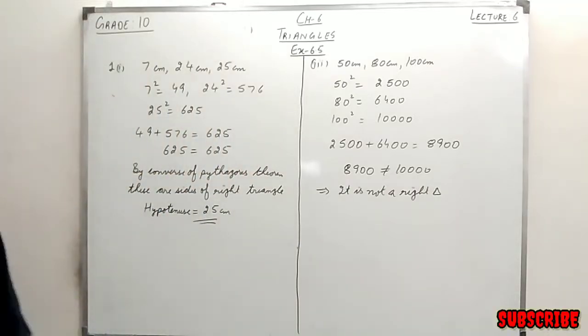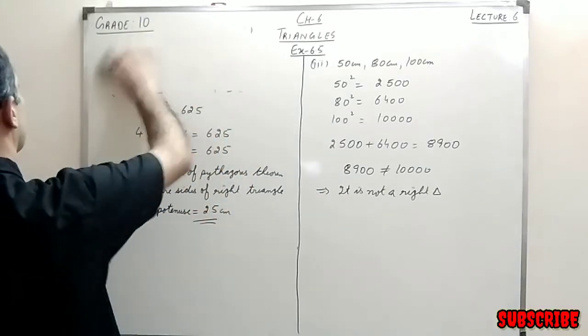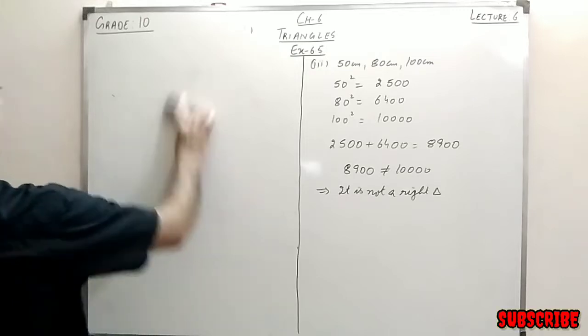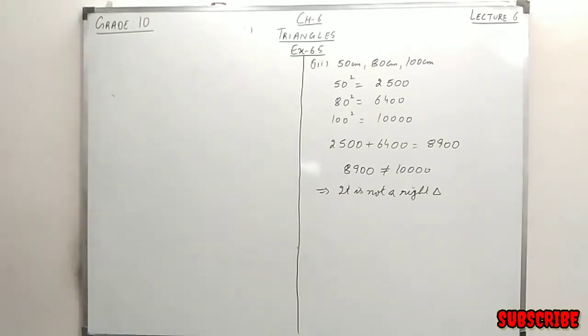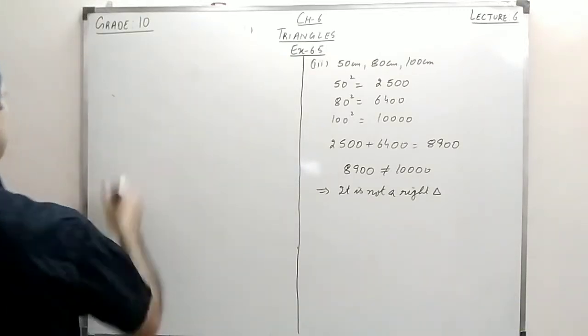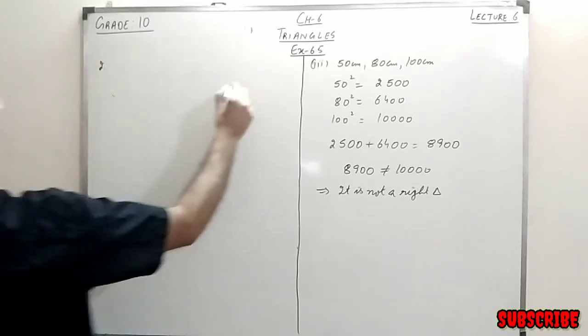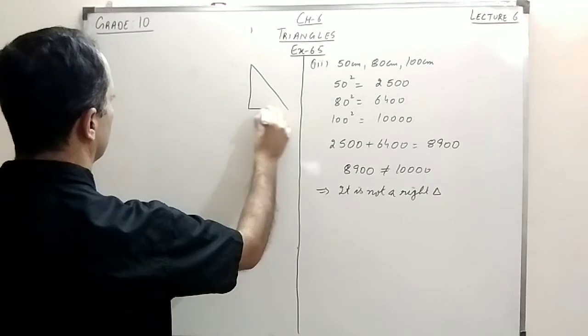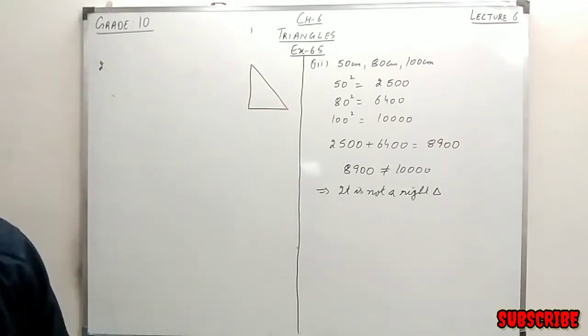Right. Next we go to the second question of this exercise. What is given in the second question? Let's see. It's given that there is a triangle PQR, right angle at P. And M is a point. So we have a triangle PQR, and the triangle is right angle at P.